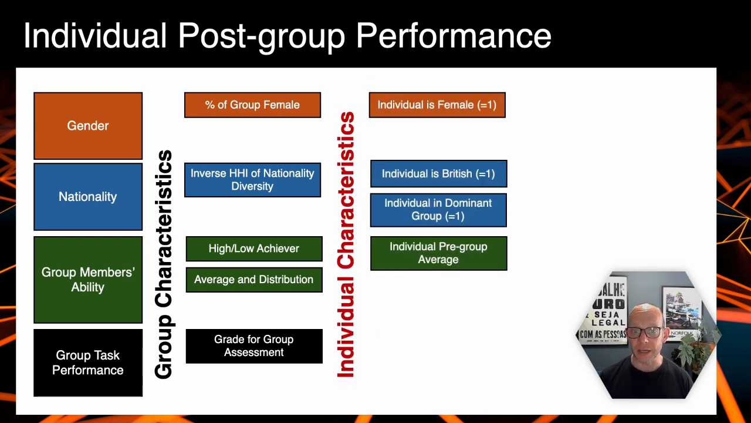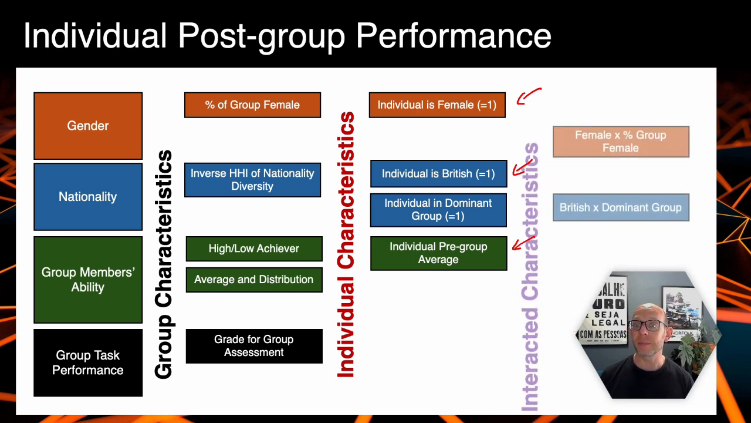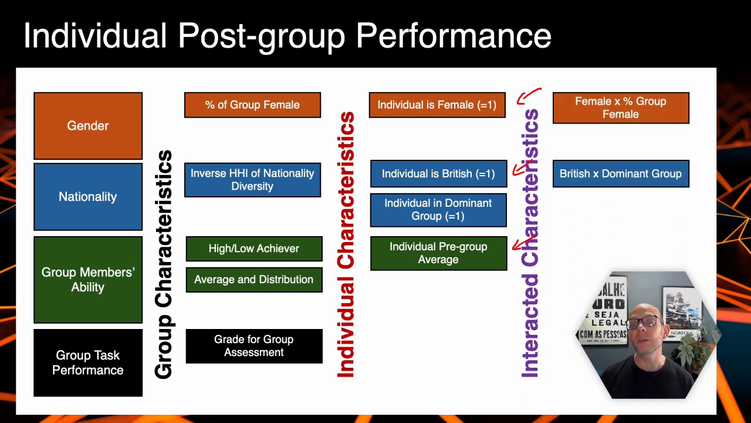We also include individual characteristics around gender, nationality, individual academic baseline ability, and finally we include some interactive variables. That is, think about whether women perform better in groups with more women, and also the idea of going back to the previous set of results, whether or not being British in a dominant national group makes a difference.